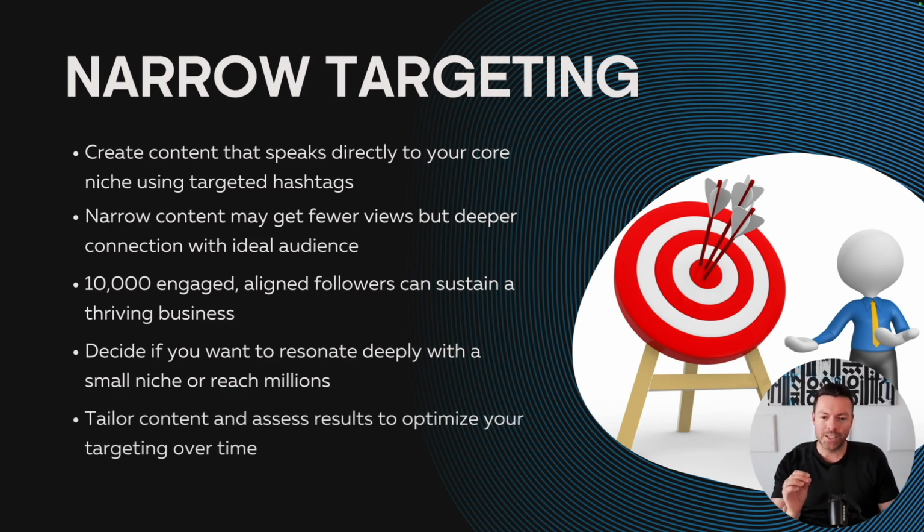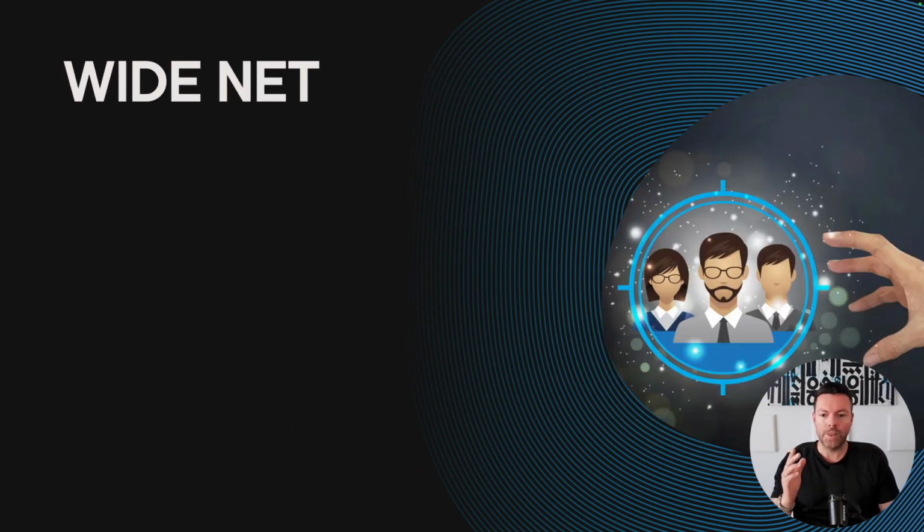Tailor content and assess results to optimize your targeting over time. I will say this, that the 3 biggest niches in the world are health, wealth, and relationships. If you're not in one of those 3 massive niches, then you're probably going to go for a more targeted approach like this with a smaller niche with less people, which is cool. You can still make a ton of great income and money with 10,000 engaged followers. So aim for that first.